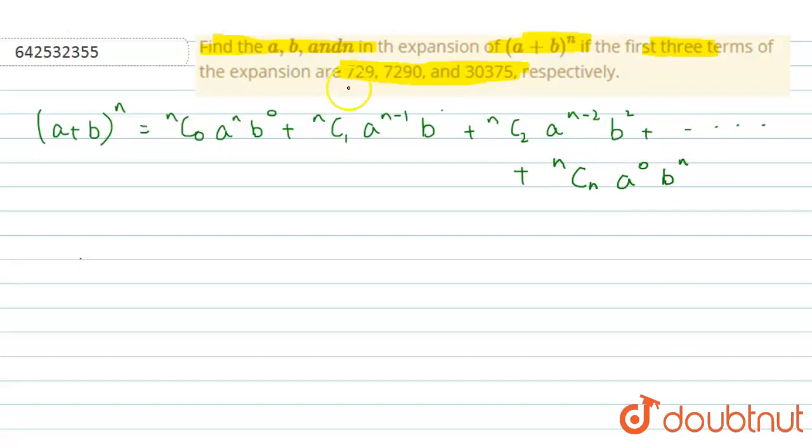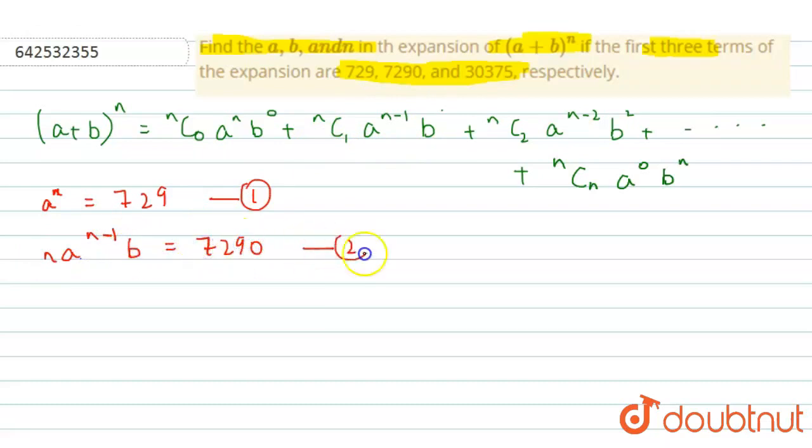Now let us start. First term is 729, so our first term is a^n equals 729. Second term is 7290, so our second term is n a^(n-1) b equals 7290. Our third term is n(n-1)/2 a^(n-2) b^2 equals 30375. This is our third equation.